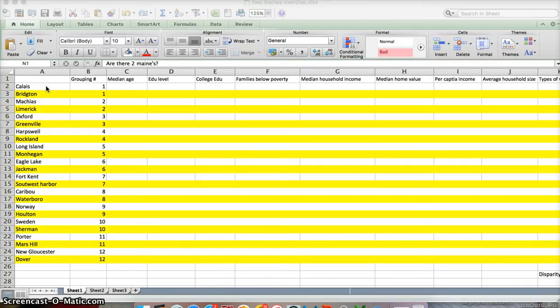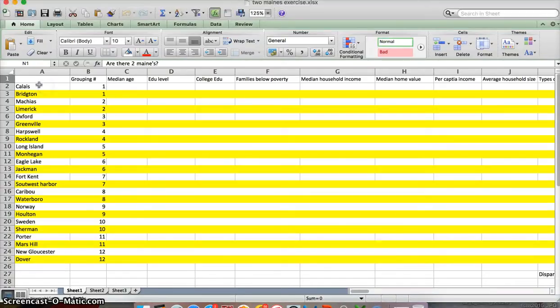Historically, the argument goes that the northern part of Maine is one Maine, and the southern part of Maine is another Maine, and the southern part of Maine is much richer. Therefore, it's different than the northern part, and therefore there are two Maines. So what I've done is I've loosely picked towns that are kind of similar. So Calais would be in the north, and Bridgeton's in the south.